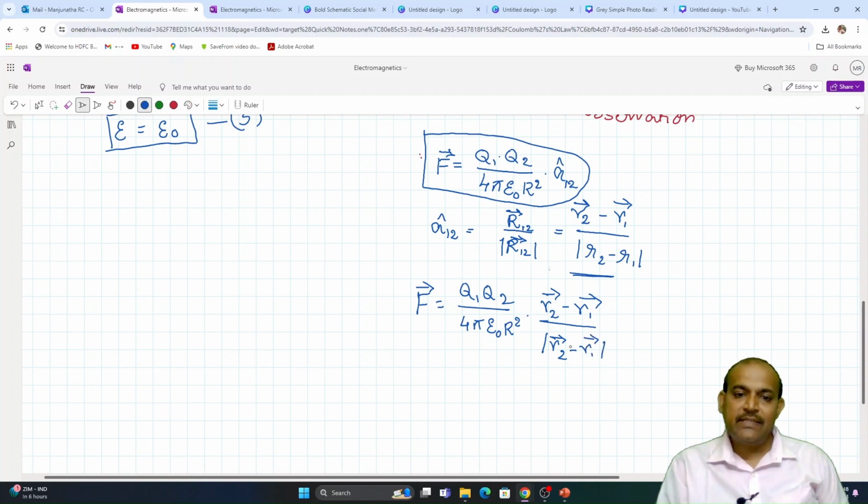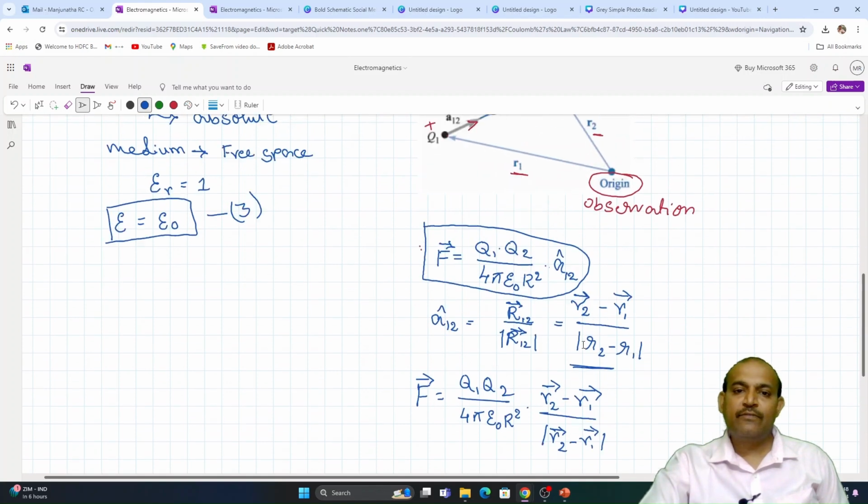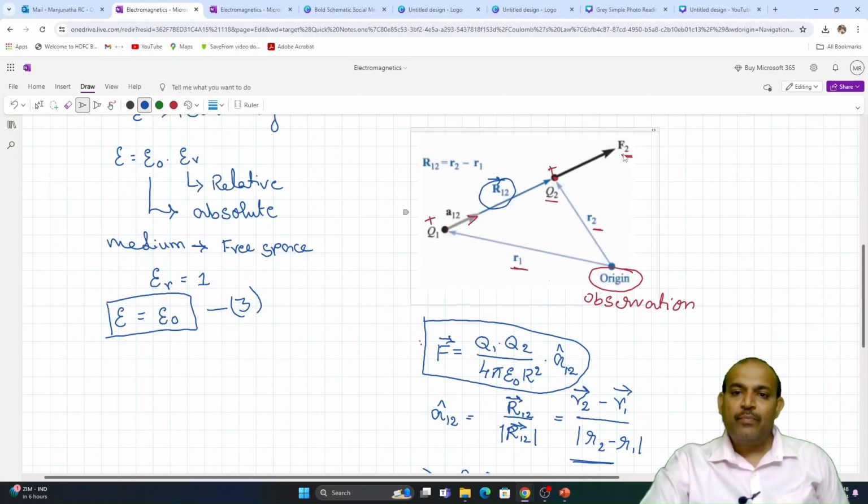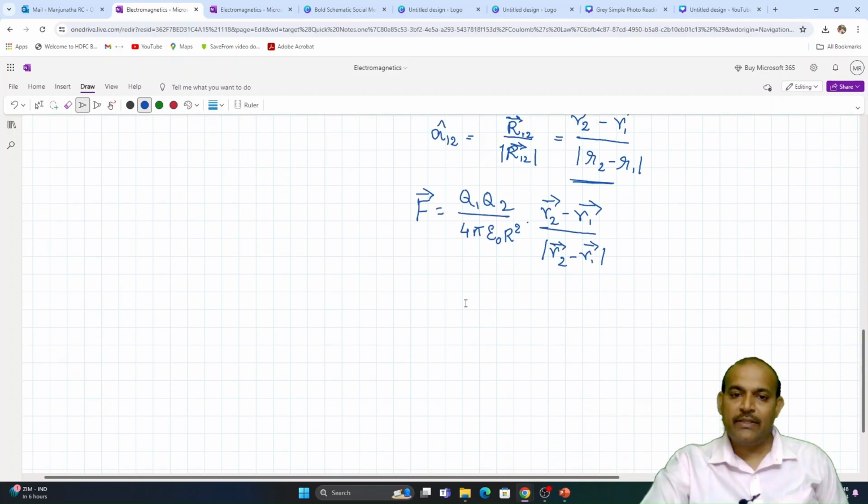So this is where we are calculating the forces at point Q2. So we are calculating the force at Q2, therefore I call this F2, the force at charge 2.